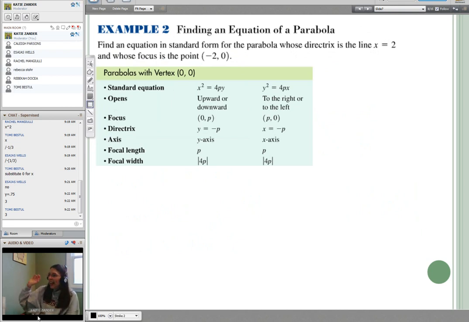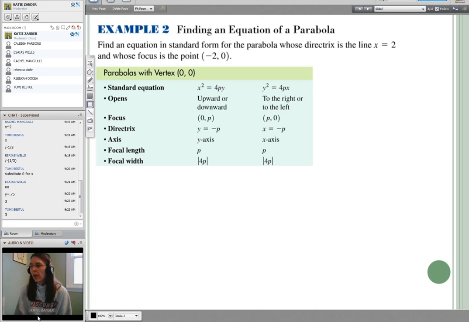All right, and you're going to see that I'm putting this table on every slide because it is just that useful. And I would expect you guys to do the same thing with your homework, is have this table or the table coming up right in front of you for each one so that you can constantly be looking back at it. All right, this time they're giving us information and we need to come up with the equation to represent the parabola. So it says find an equation in standard form for the parabola whose directrix is the line x equals 2 and whose focus is the point -2, 0.